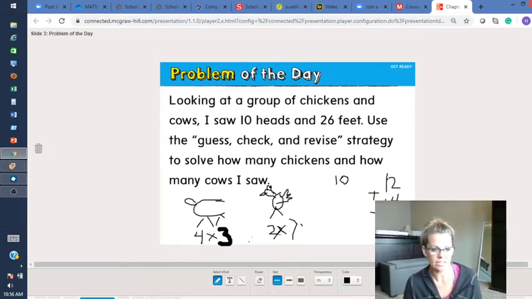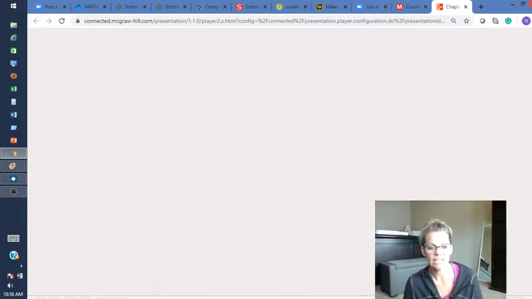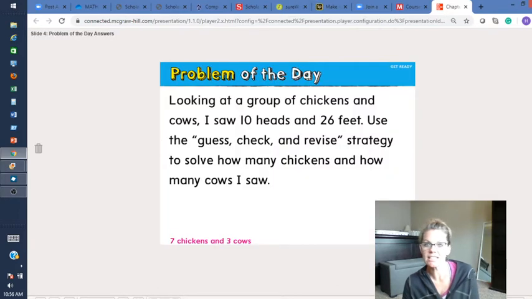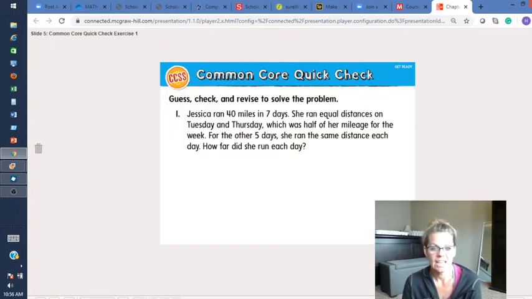Let's see if we're right. Let's look at the answer here. Did you guys get 7 chickens and 3 cows? Good job. That's awesome. Okay, let's try this one. This one's a little bit tricky, so you need to pause it and really figure it out, okay?